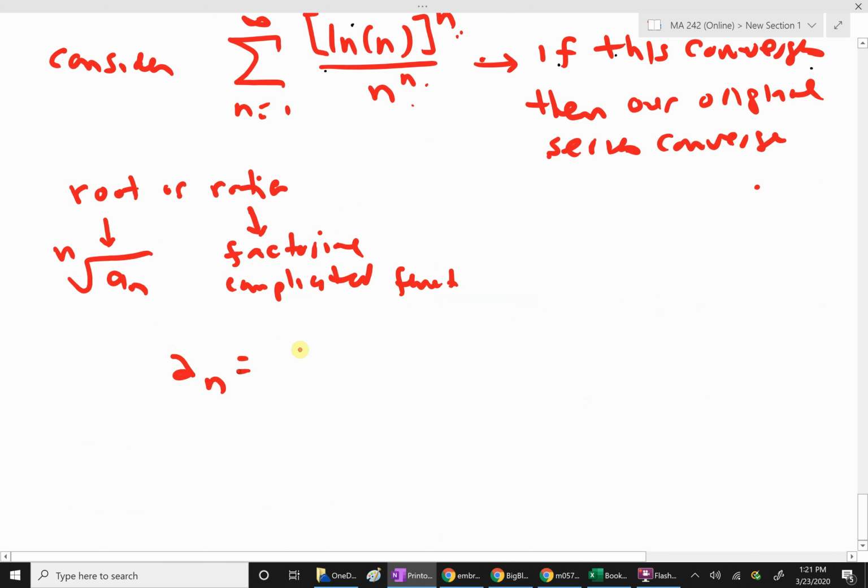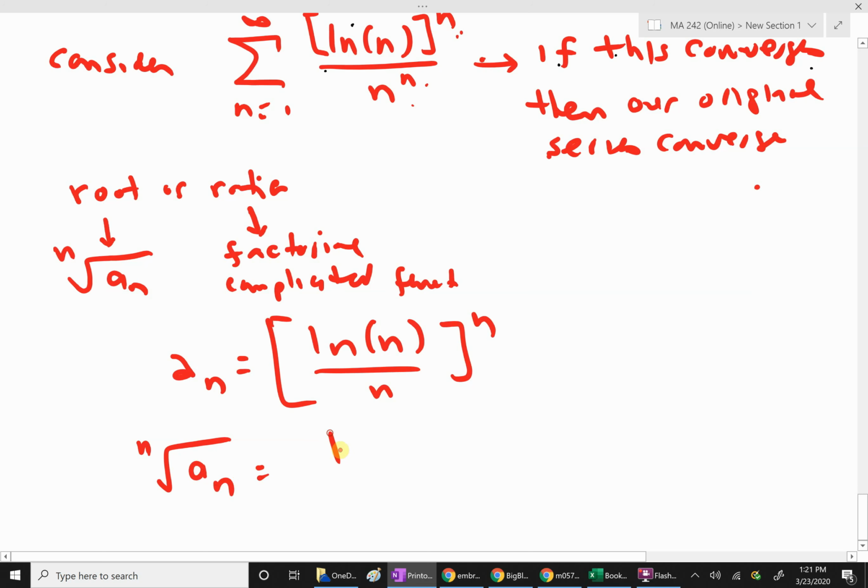So let me illustrate what I'm saying here. This is my a_n, right? I can rewrite it this way. Everybody agrees? Notice if I take the nth root, I'm going to get this. And what are we doing in the root test? We're taking the limit as n goes to infinity of the nth root of the sequence terms we're adding up in the series, and I know how to evaluate this limit.